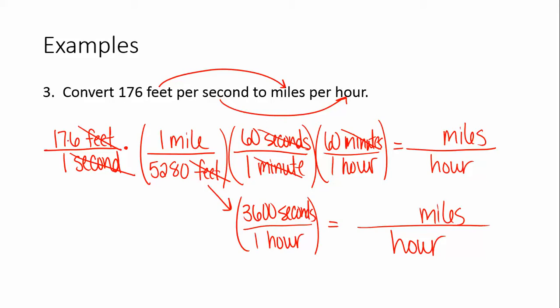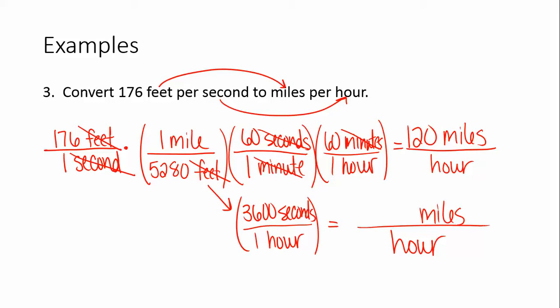That's 176. We divided by 5,280, then we multiplied by 60, and we multiplied again by 60 to get 120 miles per hour. Most of us can't comprehend how fast feet per second are, but if we look at miles per hour, we can relate that to cars. We drive in cars a lot, so we know that that is pretty fast.